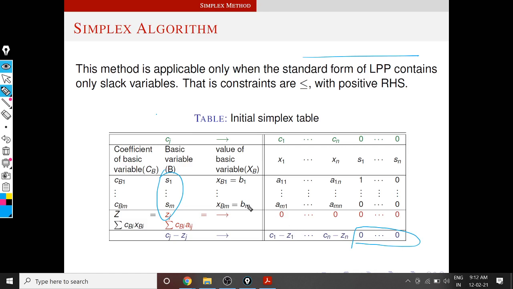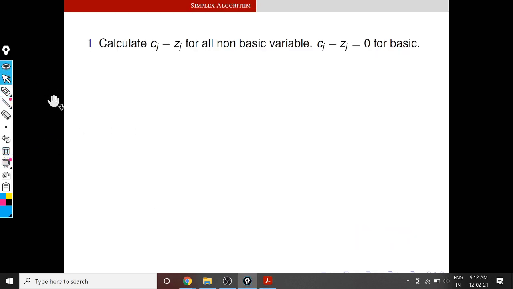But we have to calculate Cj minus Zj for non-basic variables. Non-basic variables means variables other than those in the second column. So in the initial simplex table, the decision variables are non-basic variables. So we have to calculate Cj minus Zj for these non-basic variables. This is always true: Cj minus Zj is always 0 for basic variables. So anyway, we have to calculate Cj minus Zj for non-basic variables.